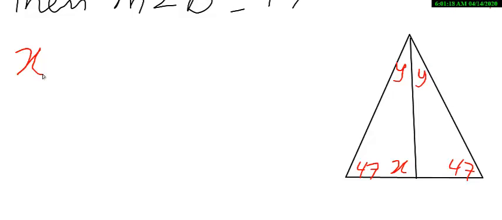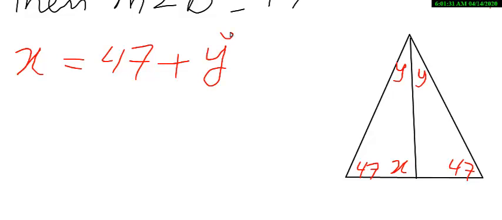So here, according to the given information, x is the exterior angle of the right hand side triangle, so it's gonna be the remote angles of the x, which are 47 and y. So x is gonna be 47 plus y, because x is an exterior angle for the other triangle. So this is the first relation between x and y.